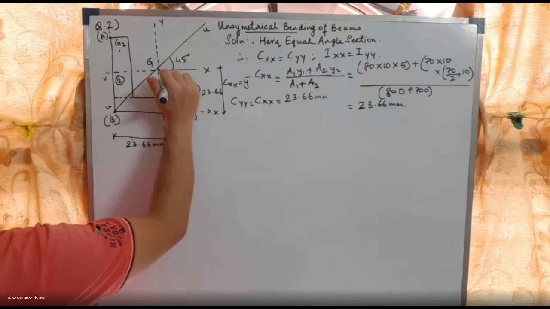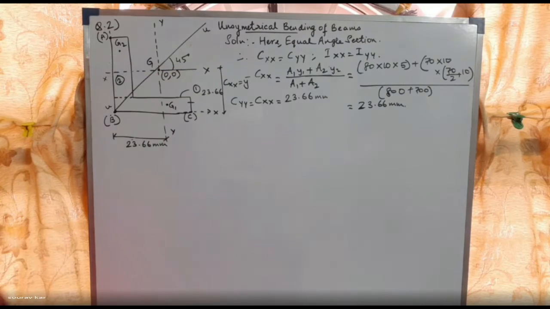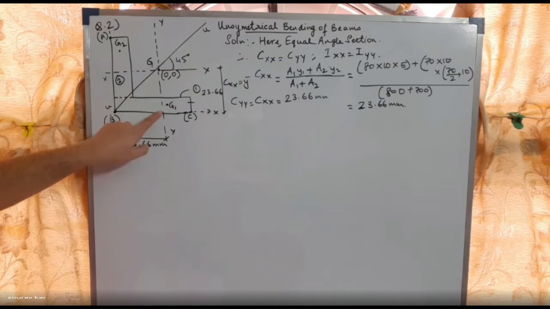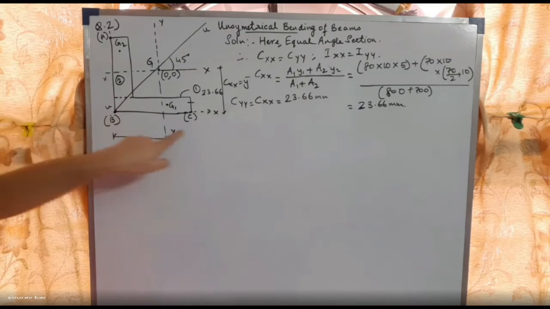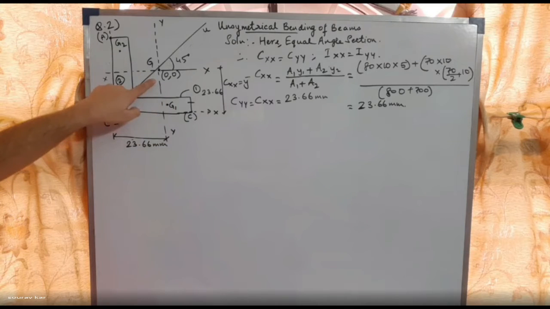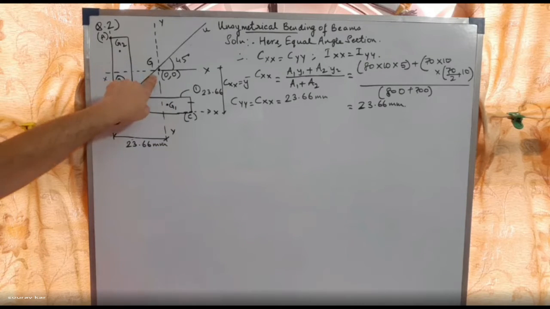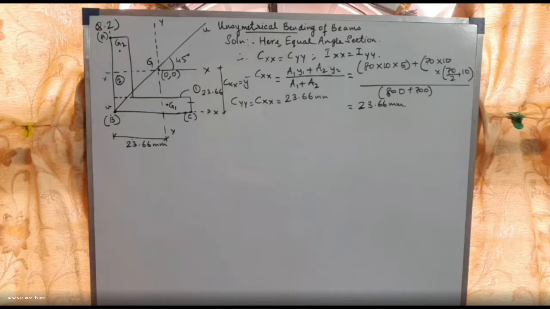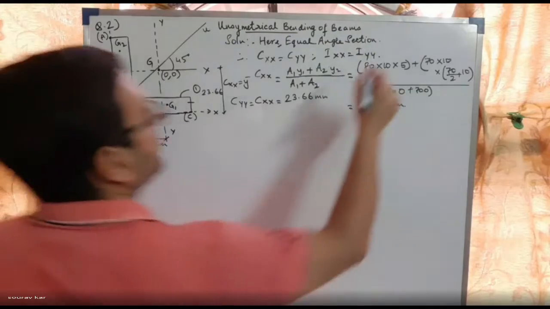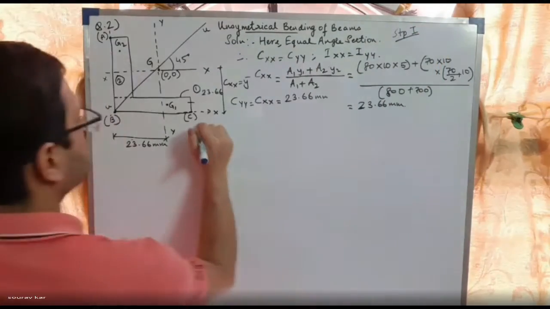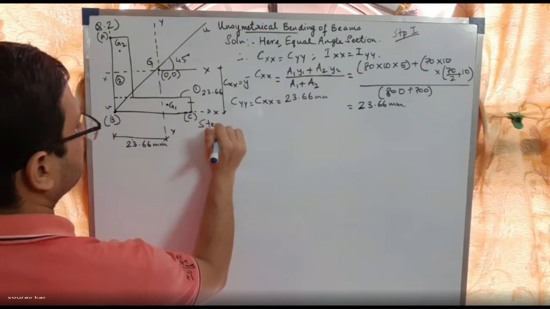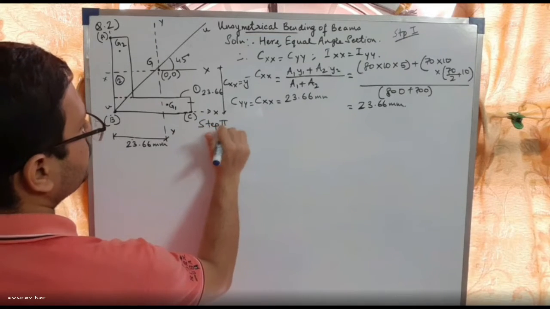And this is origin 0, 0. We have to make sure that in order to find out the locations of all these points G1, G2, and the given A, B, C, we have to compute the location with respect to this origin, that is 0, 0. Okay. So CXX, CYY we have found out. This was step 1. Then step 2.